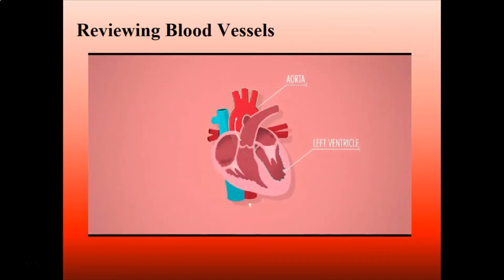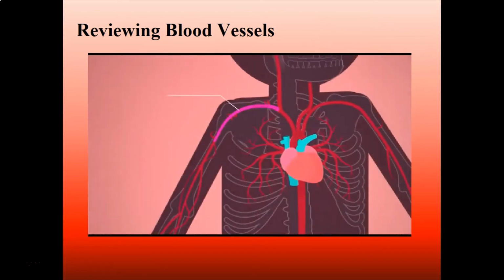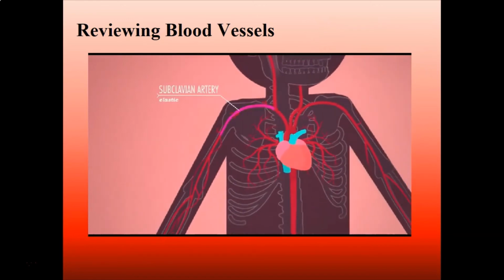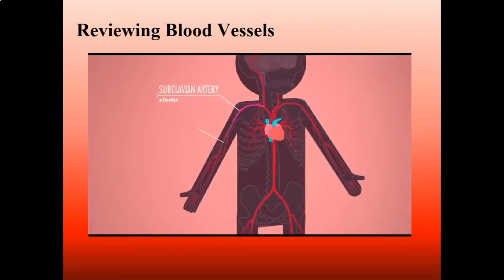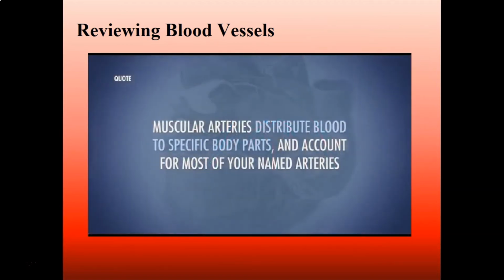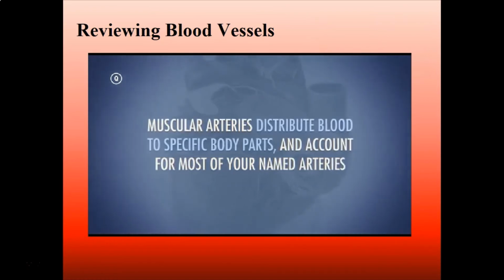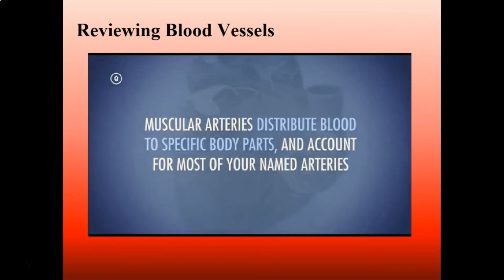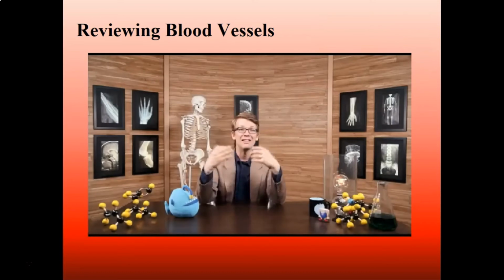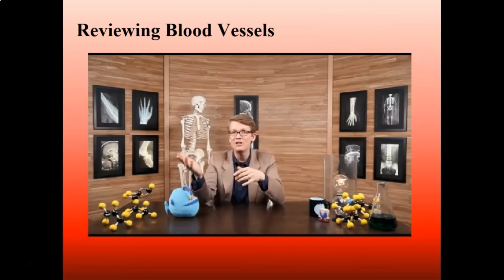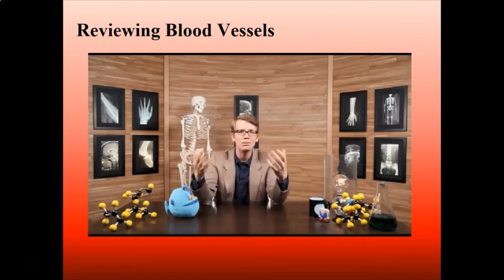So that blood leaves your aorta, and since it's heading to your thumb, it travels along the elastic subclavian artery, which gives way to a series of muscular arteries, in this case the brachial artery in your upper arm, and the radial artery in the lower arm. Muscular arteries distribute blood to specific body parts and account for most of your named arteries. They're less elastic and more muscular. These arteries invest in additional smooth muscle tissue and proportionally have the thickest tunica media of any blood vessel.